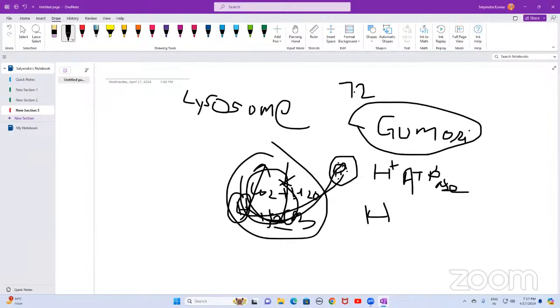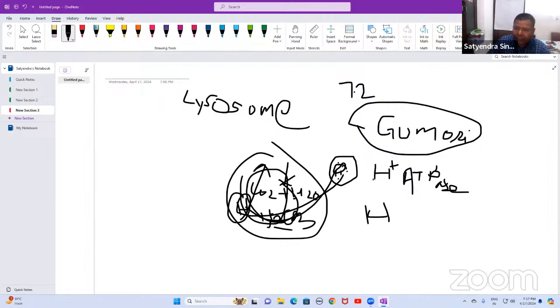Second objective: one is the enzyme contained on the membrane, that is the proton ATPase. Second is the mannose 6 phosphate receptor. This is present on the lysosomal membrane. However, one thing is the higher concentration of protons, or acidic pH.